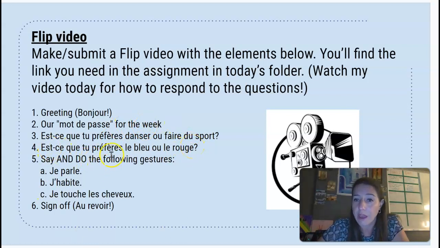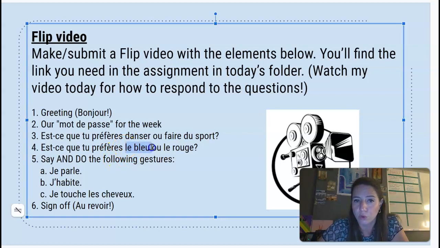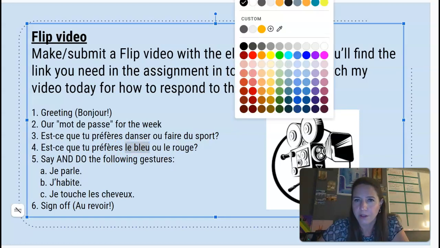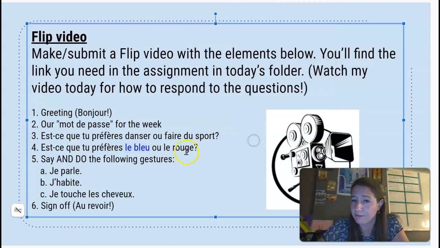Est-ce que tu préfères le bleu ou le rouge? So you're going to answer those by using, again, that word je to say I prefer. Je préfère danser. Je préfère faire du sport. And then for the color, je préfère le bleu ou je préfère le rouge.